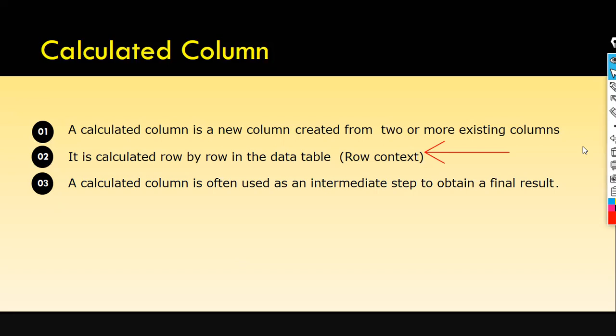For example, you have something called gross revenue, and you want to know the net revenue. So what is the formula here? Your gross sales minus your total cost, or cost of goods sold, COGS.